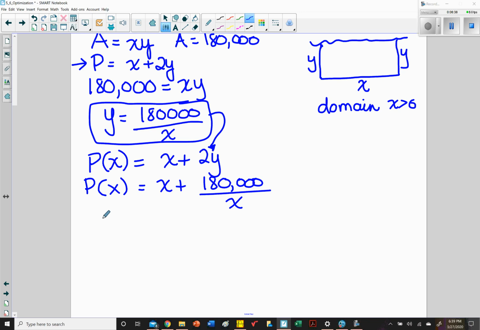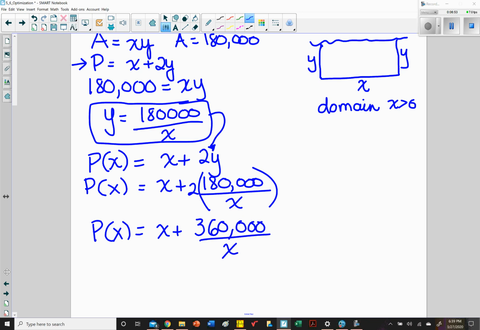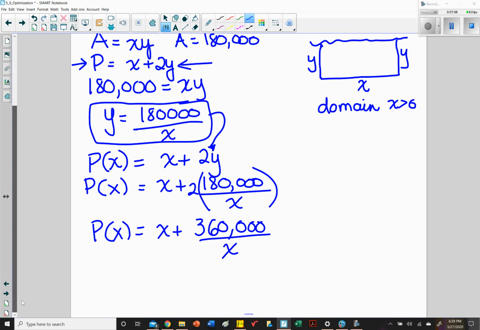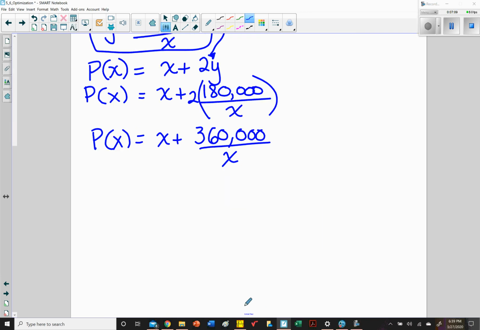So let's see. Oh, wait, it's 2Y, isn't it? Missed that. So the perimeter in terms of X is X plus 360,000 divided by X. And we're wanting to use the least amount of fencing. That's perimeter. This is what we're minimizing, the perimeter.